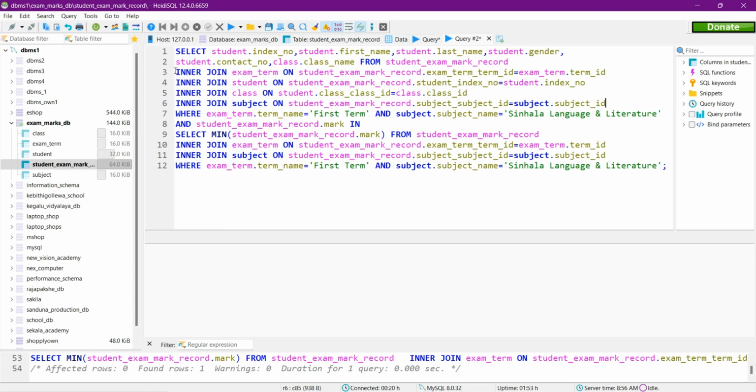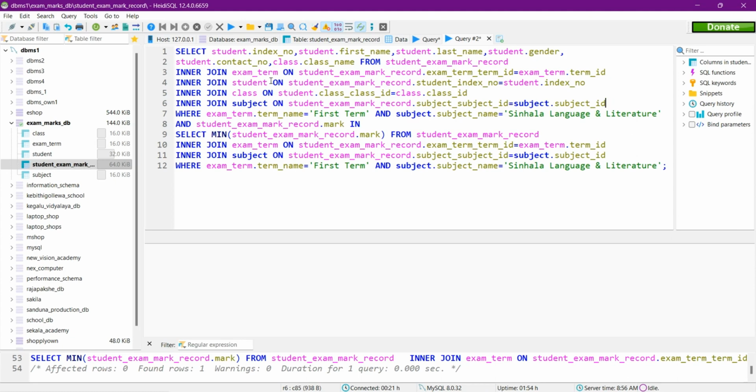When you come to the first join statement, we have connected the exam term table with the student exam mark record table. In the second one, the student table with the student exam mark record table. And in the third one, we have connected the class table with the student table.